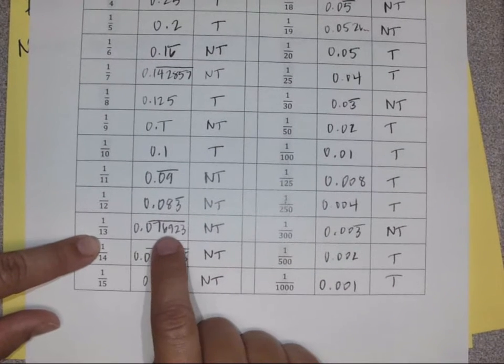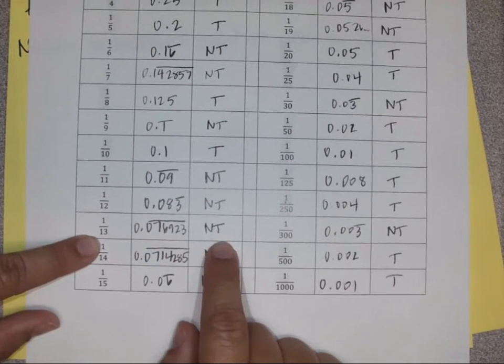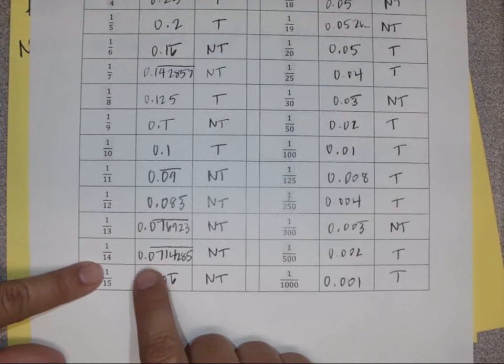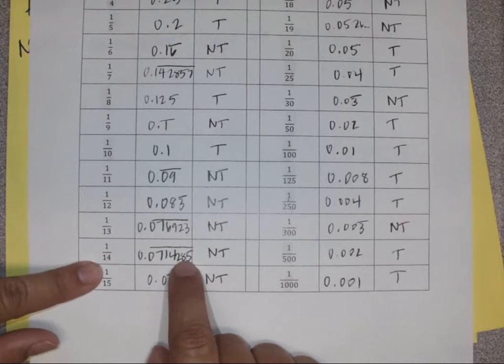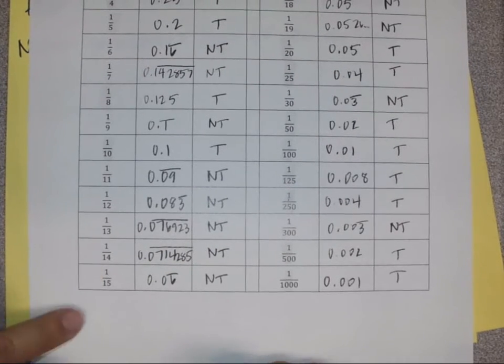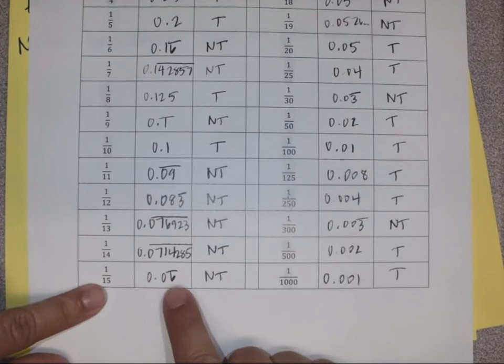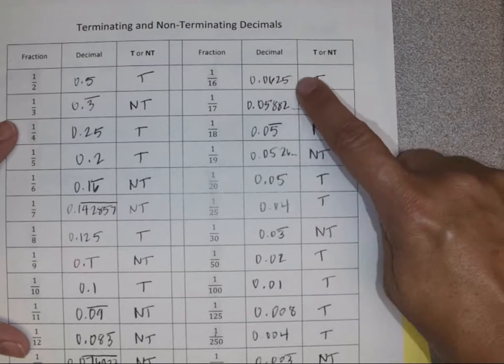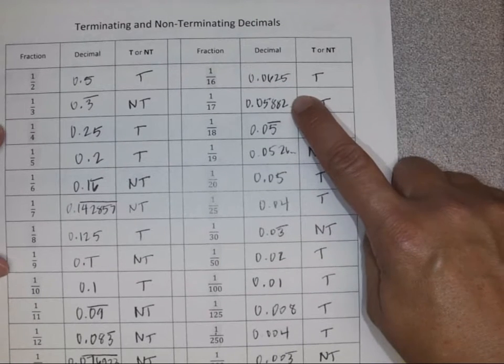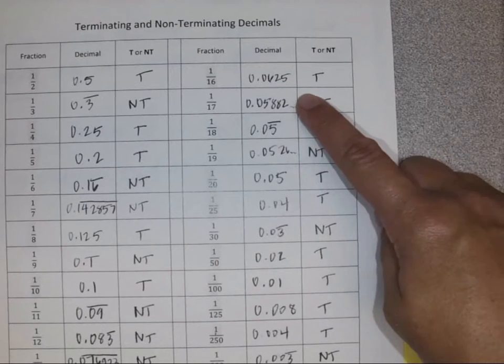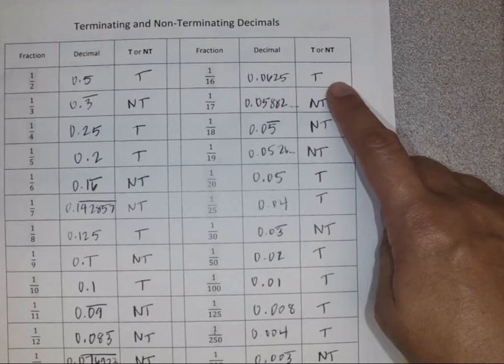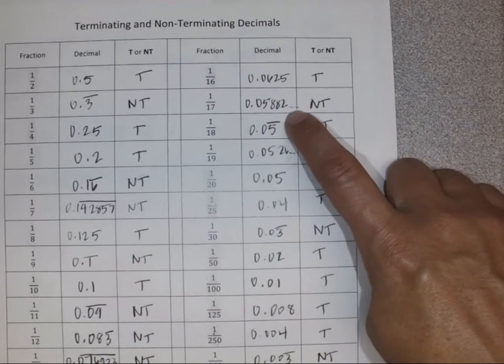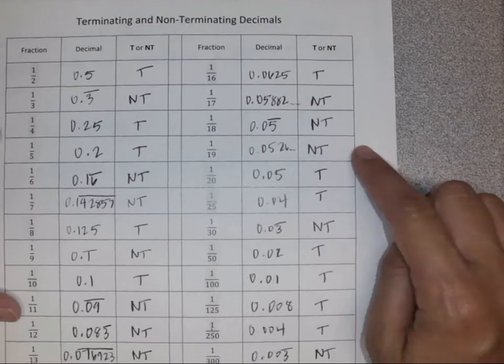1/13 is 0.76923, it's non-terminating. 1/14 is 0.0714285, and that's what repeats, it's not terminating. 1/15 is 0.06 repeating, non-terminating. Up here, these were getting too long to be able to see on my calculator what's the actual part that repeats, but regardless, not the first one, this one with the little dots after it, regardless, it's not terminating.